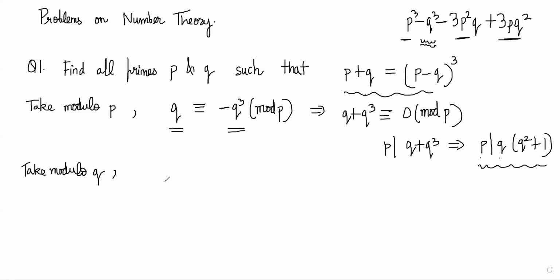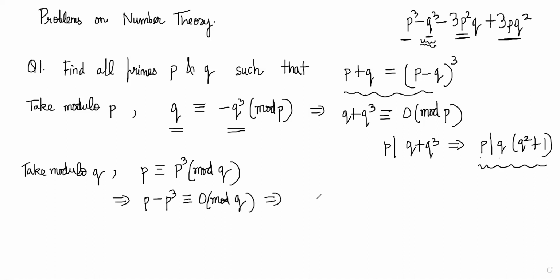Okay. So we'll keep this in mind, and now we take modulo Q for the original equation. If you take modulo Q on the original equation, you will get P is congruent to, from here, every term here, the last three terms are divisible by Q, so it will be P is congruent to P cube mod Q, right? So once we have this, from here we can deduce the same things. P minus P cube is congruent to 0 mod Q, which basically implies that Q divides P times P square minus 1, right?